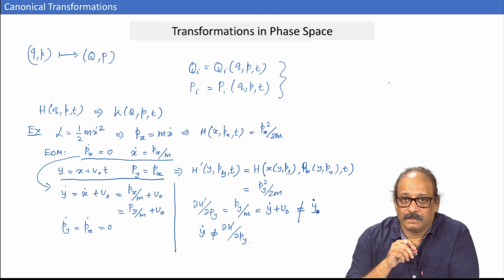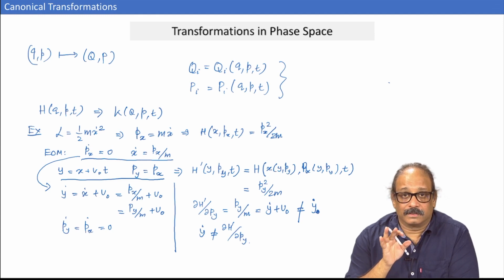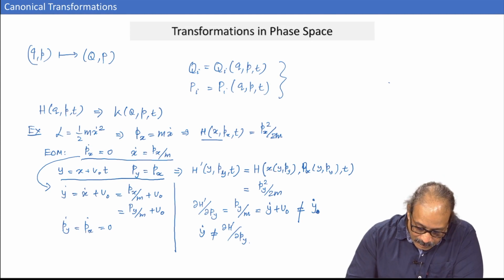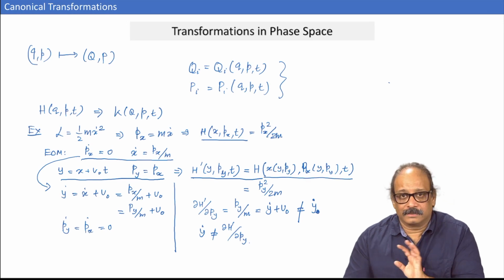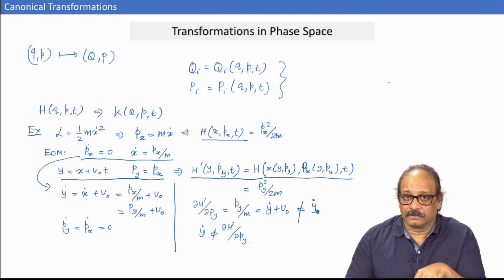So, here you see I need to somehow recalculate the Hamiltonian, the new Hamiltonian. The old Hamiltonian, the way I have constructed it, is not correct. This will not give me the correct equations of motion. So, how do I construct the correct equations of motion?